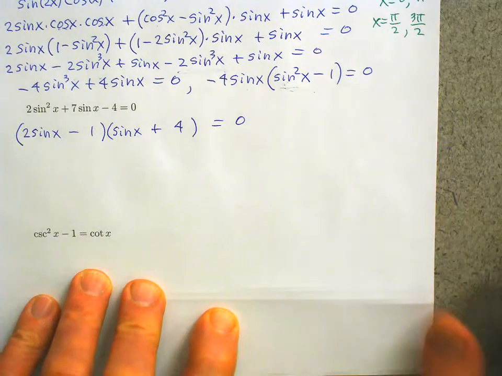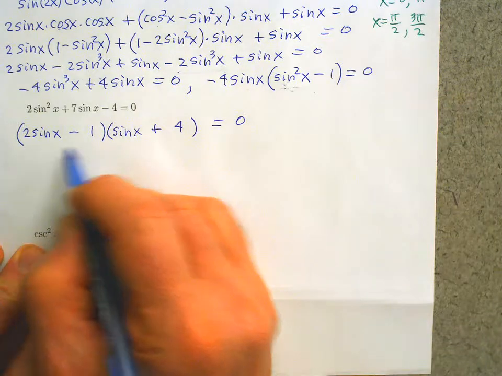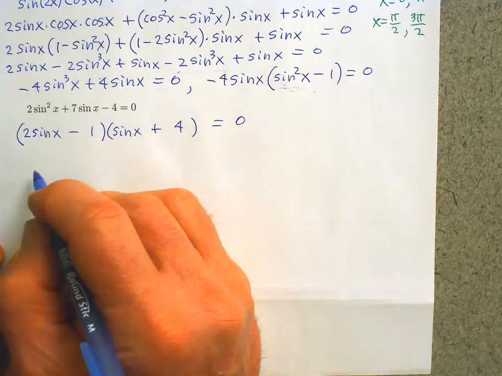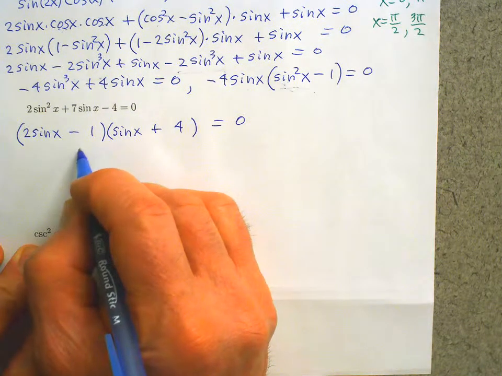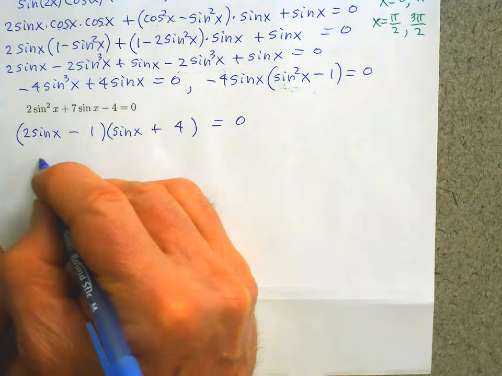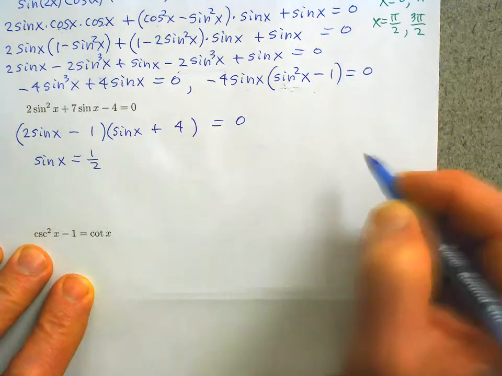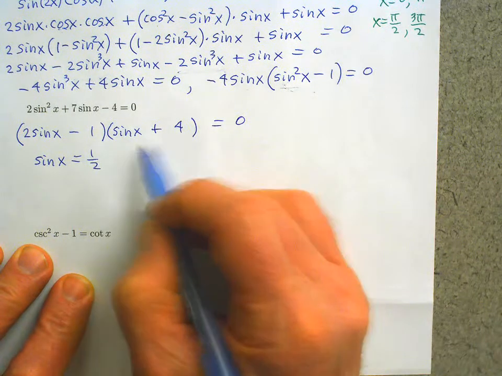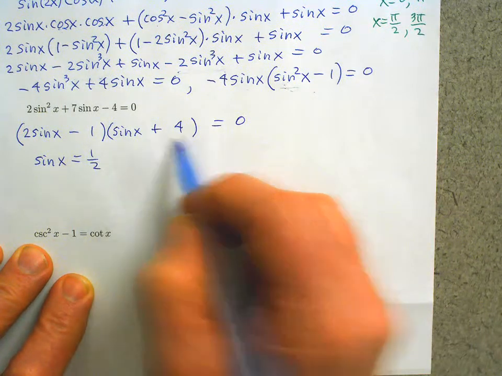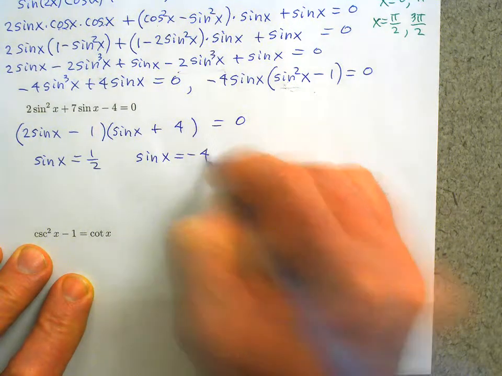Yeah, that works. So one of the factors, 2 times sine of x minus 1, when we set this equal to 0, we add 1 to both sides and then divide both sides by 2. We get sine of x equals 1/2. Set the other factor equal to 0. Sine of x plus 4 equals 0. So sine of x equals negative 4.